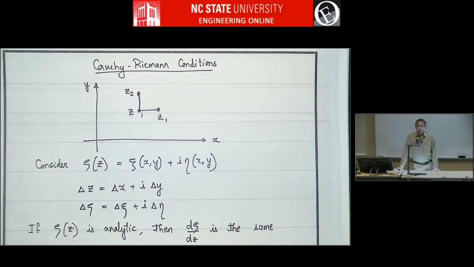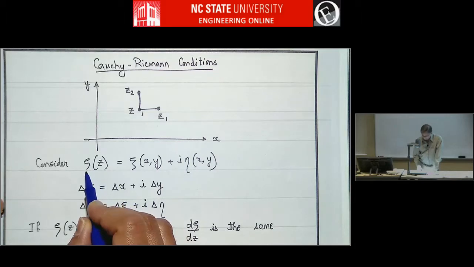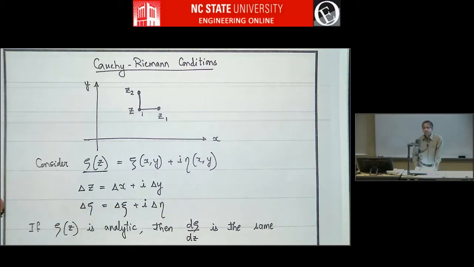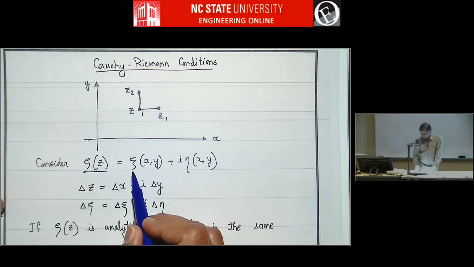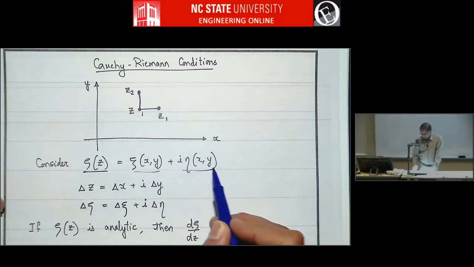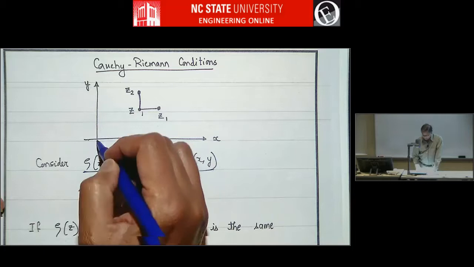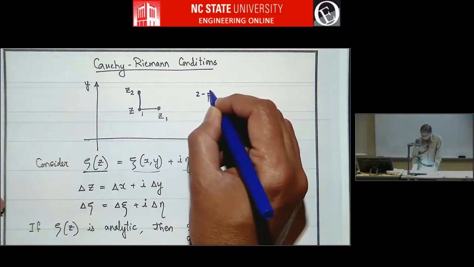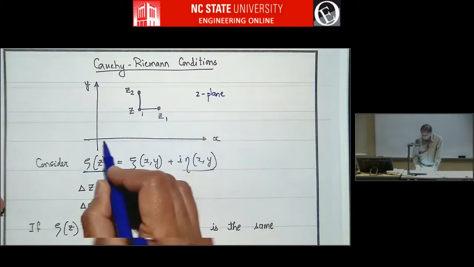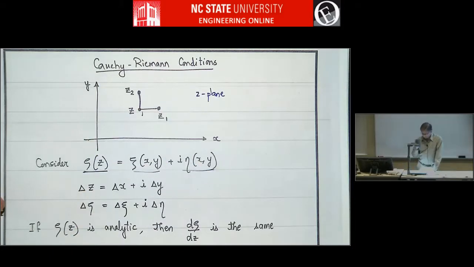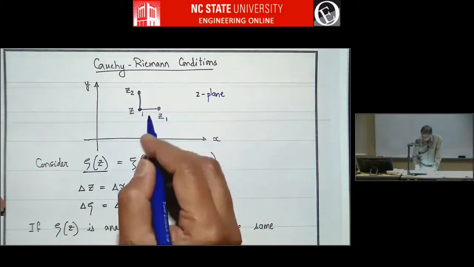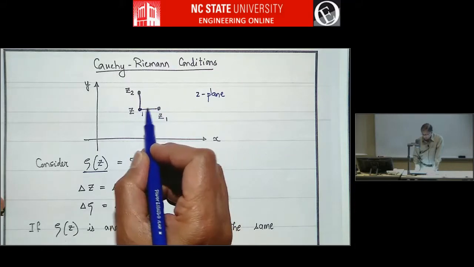Okay, so something important that comes out of all this is called the Cauchy-Riemann conditions. Here we take a complex function zeta of z, which, as before, is psi plus i eta. This is our complex domain, called the z plane, meaning it's the xy coordinate system. And we take this point z, and we take neighboring points z1 and z2.